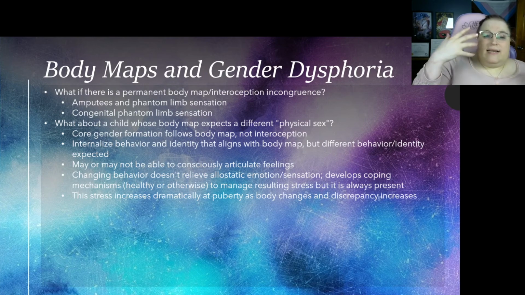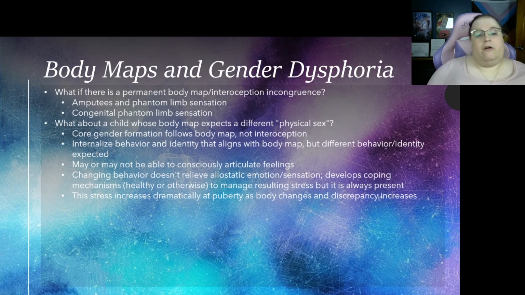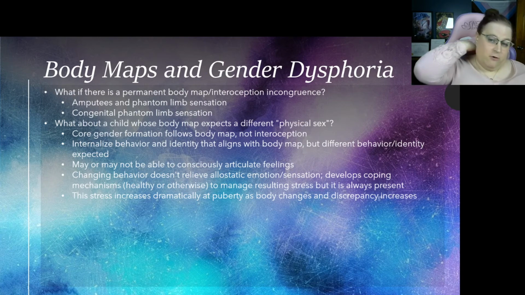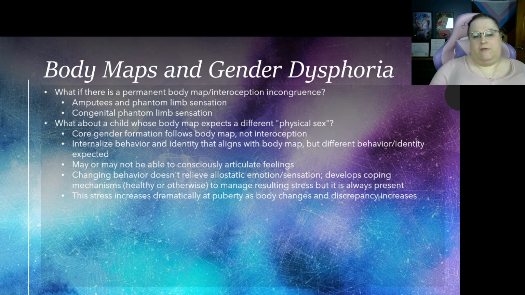Either way, there's the additional problem that they have this ongoing allostatic emotion and sensation. Their priors are getting in, their body map is receiving signals that do not match the priors and is responding with allostatic emotion and sensation, but nothing they do is changing the interoceptive signals to what the priors expect, just as with amputees. So they have to develop coping mechanisms, healthy or otherwise, to manage the stress that results from that, but they can't relieve the stress that results from that. It is always present. Then, at puberty, that stress increases dramatically as the body changes and the discrepancy becomes even greater.